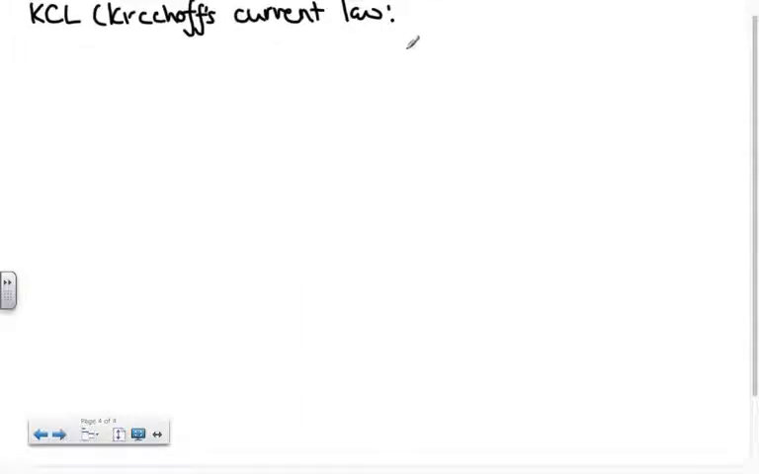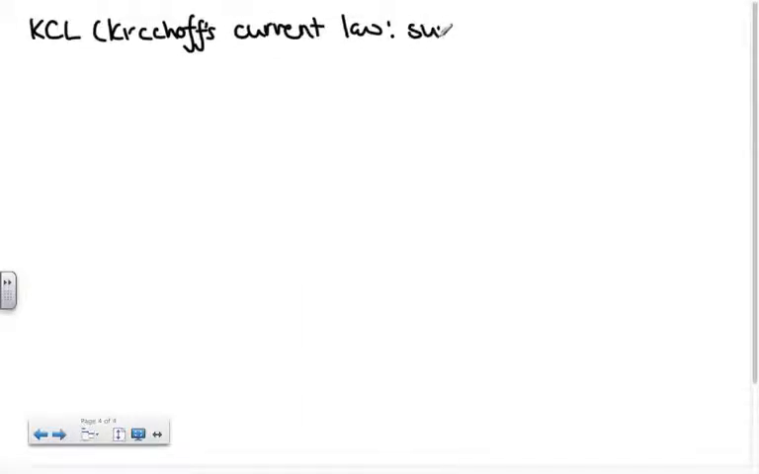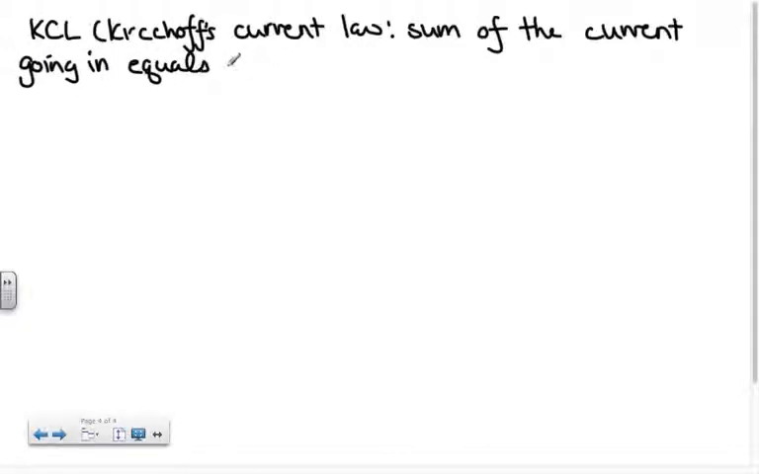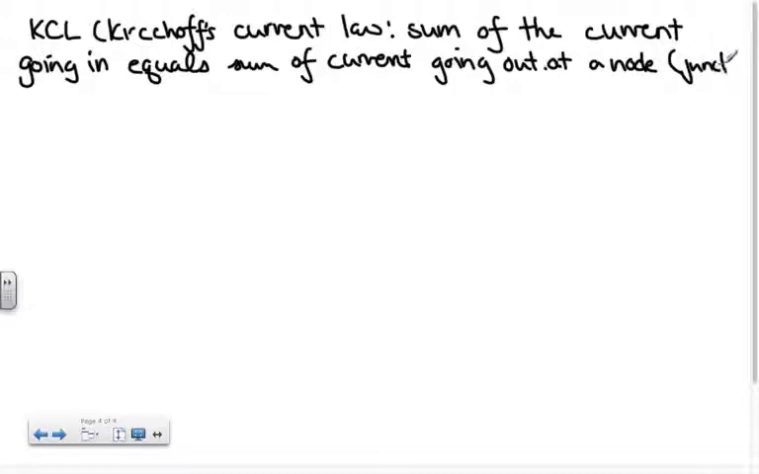Okay, so Kirchhoff's current law, KCL for short, states that the sum of the current going in equals the sum of the current going out at a node or junction. Okay.